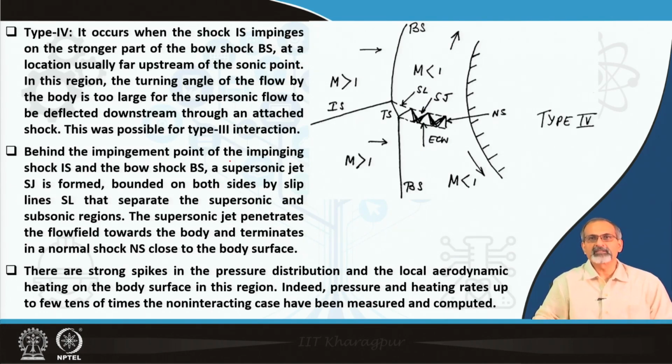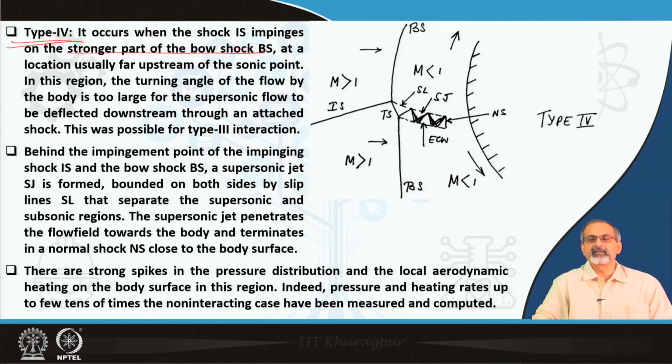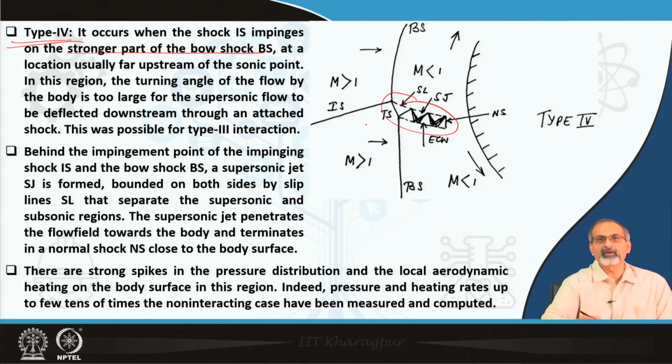Coming to type 4, which we had mentioned earlier also in the previous lecture, because of its enormous significance in these kind of interactions, it is the type 4. It occurs when the shock IS impinges on the stronger part of the bow shock BS, stronger in the sense regions where you have a subsonic flow behind the bow shock near to the stagnation region at a location usually far upstream of the sonic point. In this region, the turning angle of the flow by the body is too large for the supersonic flow to be deflected downstream through an attached shock. This was possible for type 3 interaction, though. Behind the impinging point of the impinging shock, a supersonic jet is formed. So, we are talking about this zone.